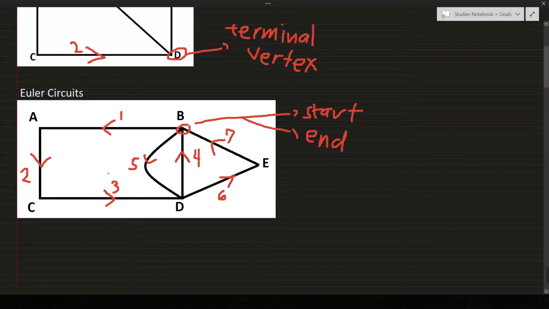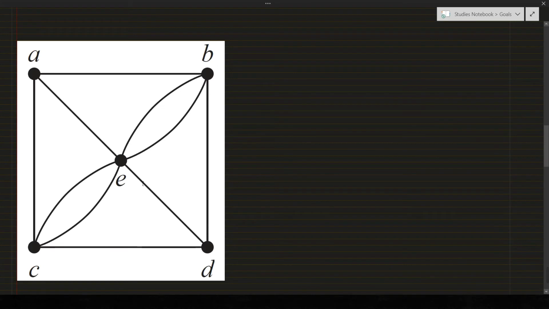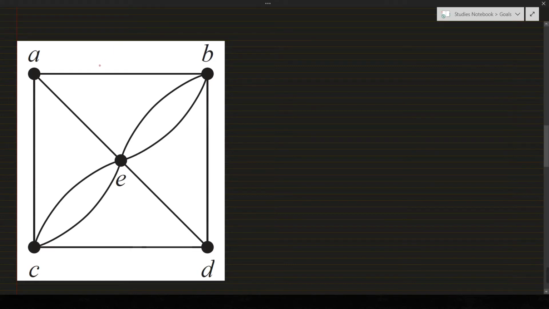So let's have an example. Given this figure, is this an Euler path or an Euler circuit? You can pause the video to solve the problem. So now we can count the degree of each vertex. Let's start with A. A has how many? 1, 2, 3. So A has degree 3.